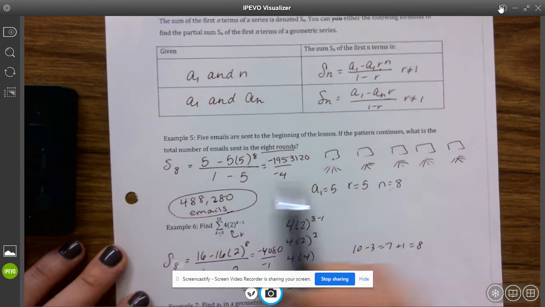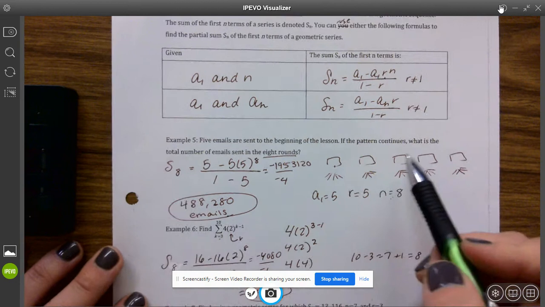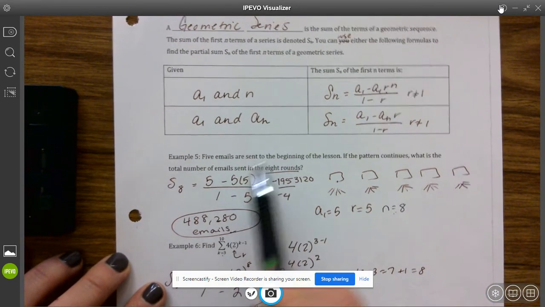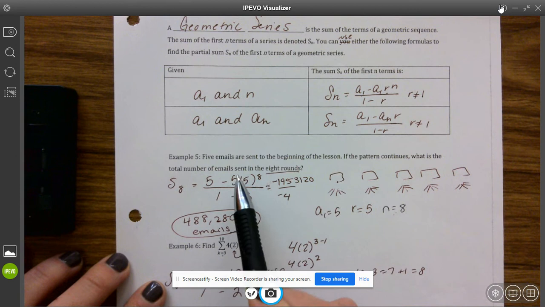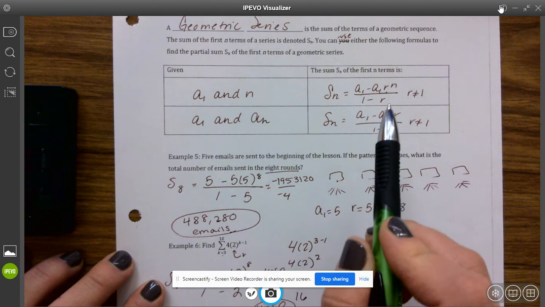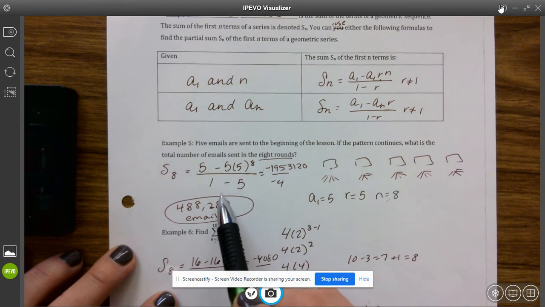Okay, so I want to find the sum of the first 8 rounds. So A sub 1 is your first term. R also happens to be 5, and then 8 is your N. 5 is your R. So I substitute in all those numbers.